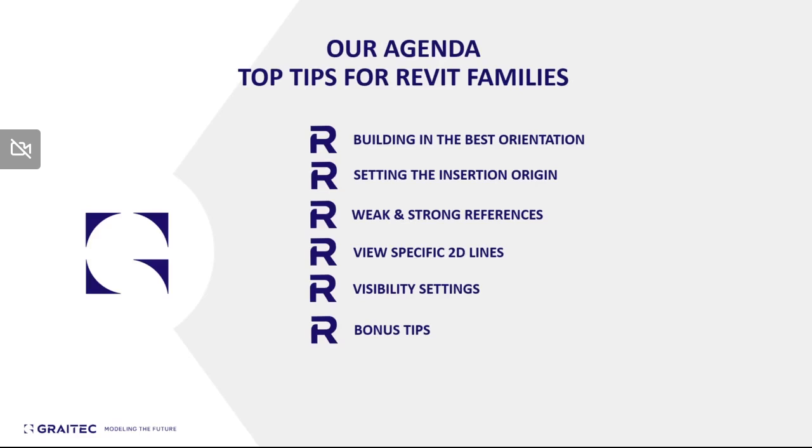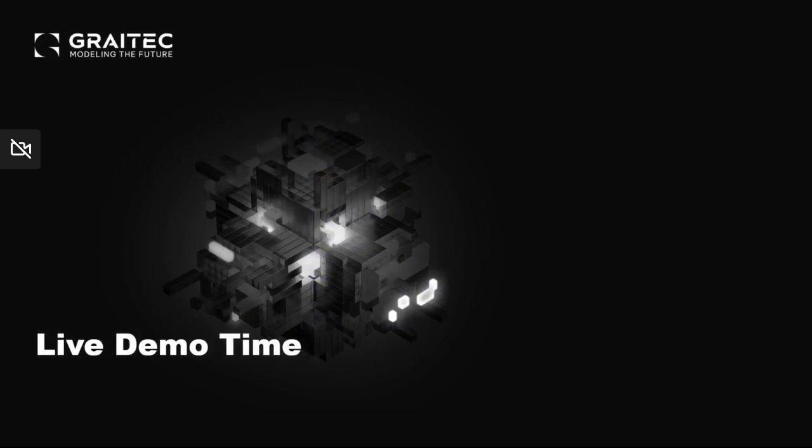And then we're going to look at something called weak and strong references. Then we'll explore how we can add specific 2D line work in plan views, for example, or elevations. We're going to be looking at some visibility settings, and then we'll see how time goes on, and I've got a whole bunch of bonus tips for you as well. Okay, so let's snap on over to the live demo.